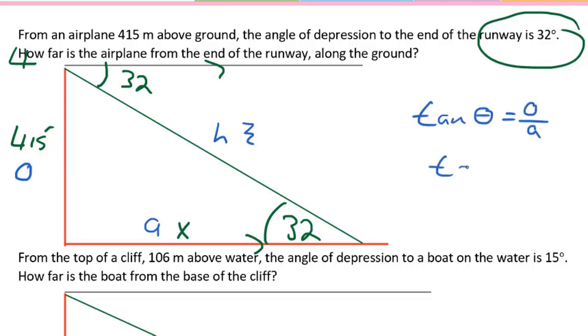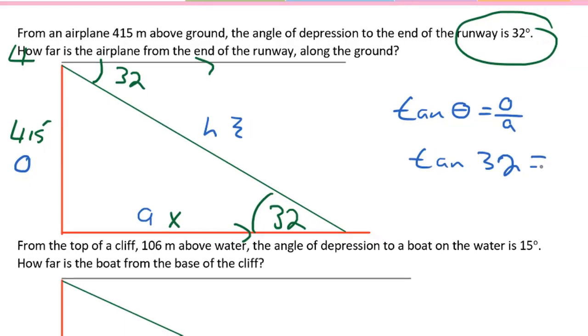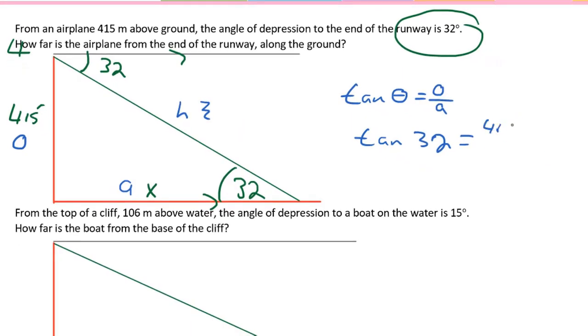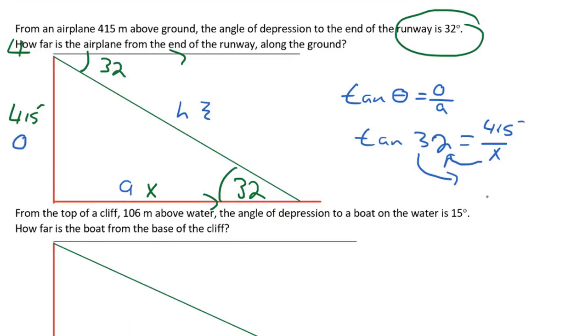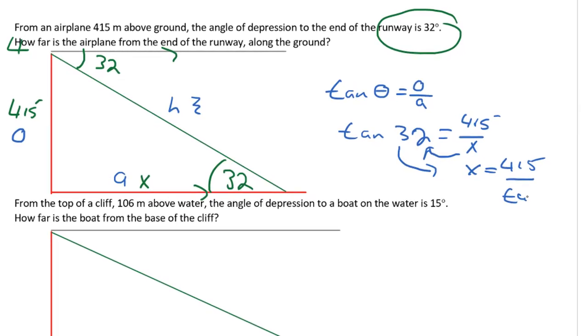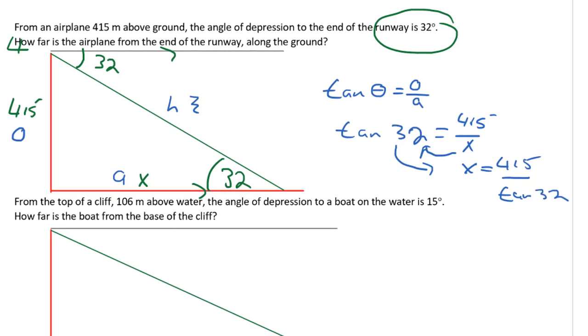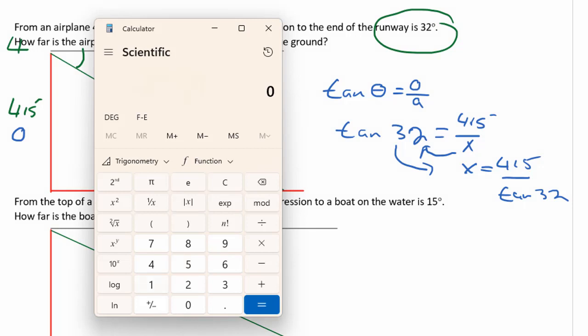Plugging in what we know, tan 32 equals opposite, which is 415, over adjacent, which is what we're asked to find. Now I'm going to move the x up to the left hand side and the tan 32 down to the bottom of the right hand side. So that means that x is going to equal 415 in the numerator and the tangent of 32 in the denominator. Let's enter this in on our calculators and see what we get. So we're going to enter in 415 divided by 32 and then tangent and hit equals.